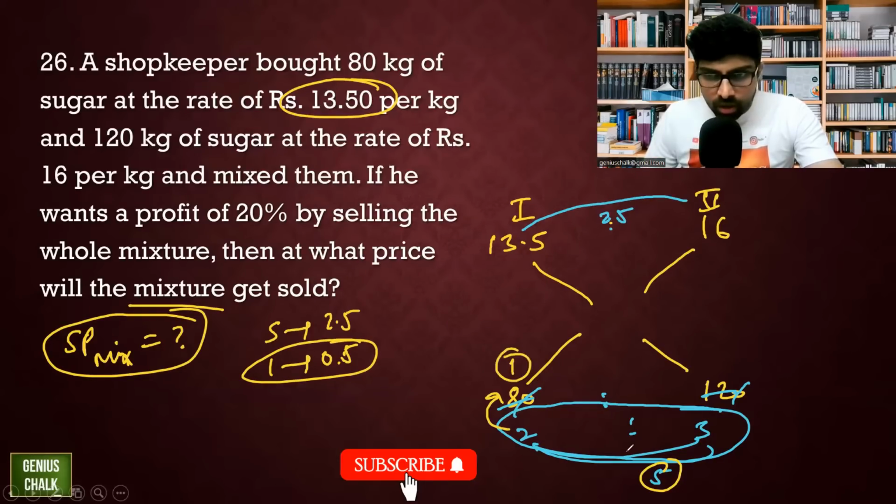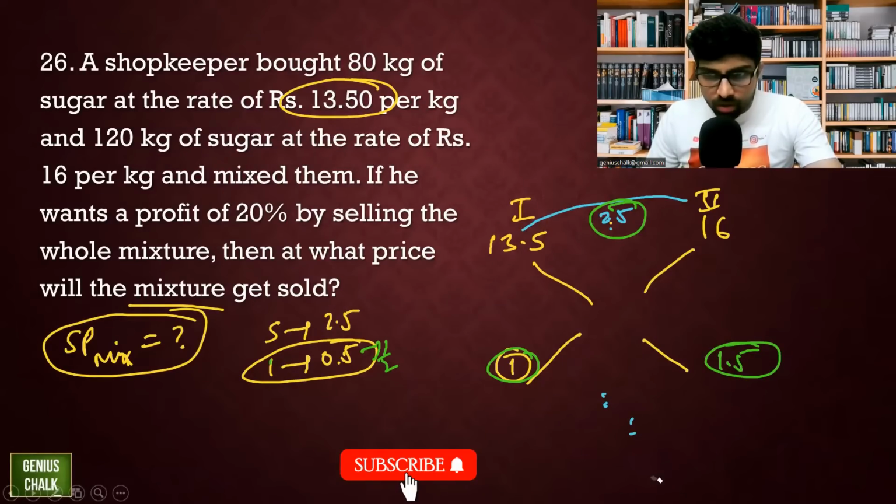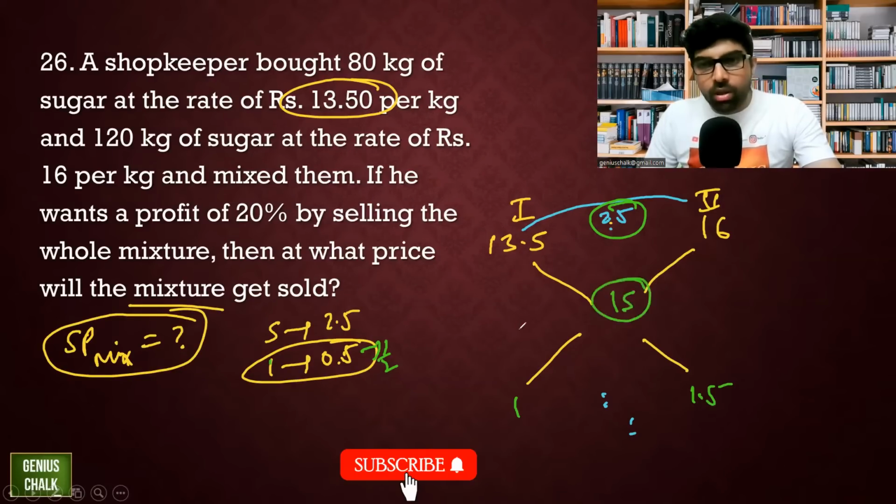Are you getting my point? See, this is 5. 5 value is 2.5. So basically one value is half. The two value is 1. And 3 value is 1.5. So basically the question has been changed to this now. This is changed to this 1, 1.5, 1, 1.5. So 13.5 plus 1.5 has to be 15. That means this is my cost price of mixture.